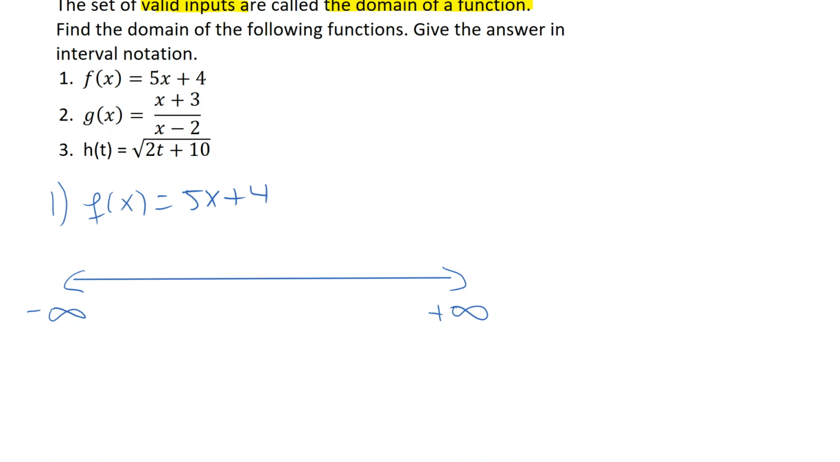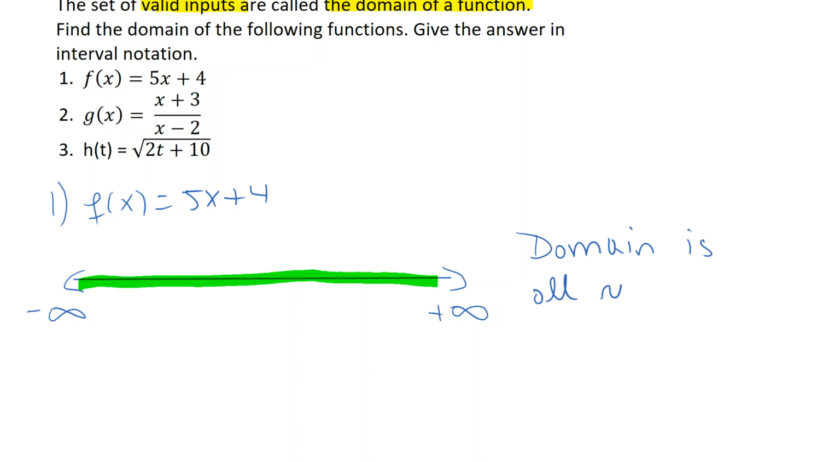So therefore, the domain is all real numbers. So the domain of f is all real numbers. And in interval notation, because we have to give the answer in interval notation, we write negative infinity to infinity, both with parentheses.